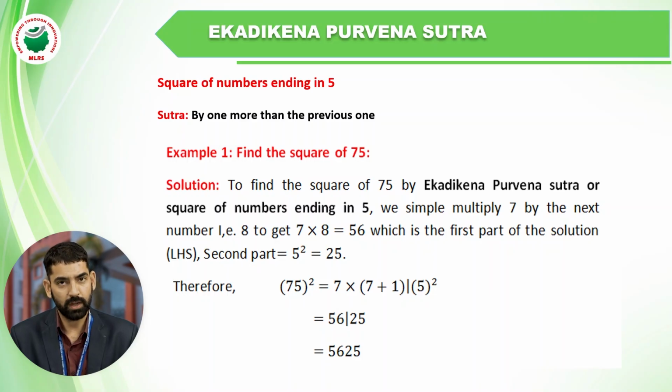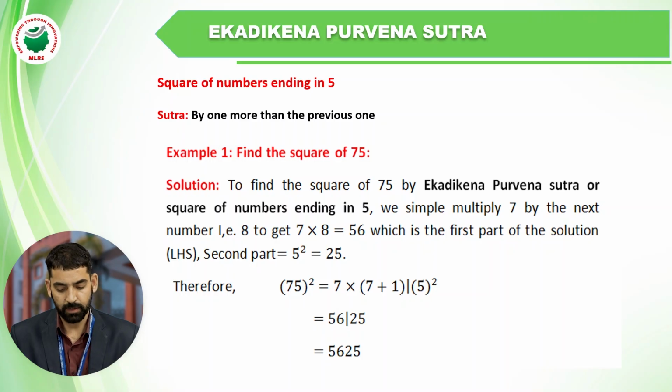To find the square of numbers which end with 5, we simply multiply the first number, which is 7 in this case, by the next number, that is 8. So 7 into 8 equals 56, which is the first part of the solution, and the second part is the square of the second number.